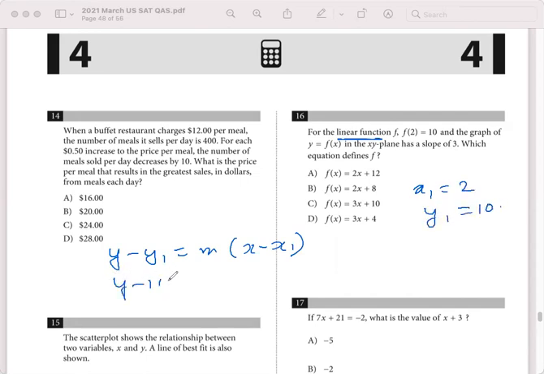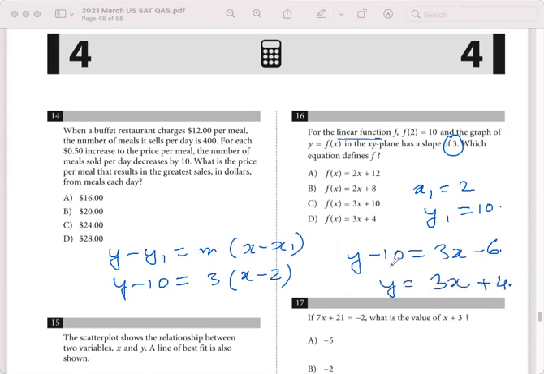So y minus 10 is, the slope is 3, 3 times x minus 2. So y minus 10 is 3x minus 6. So y is 3x plus 4, right? So this is the equation for the function, and we can replace y by f of x. So f of x is 3x plus 4, option D.